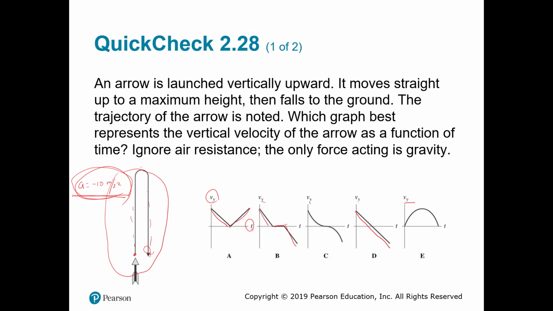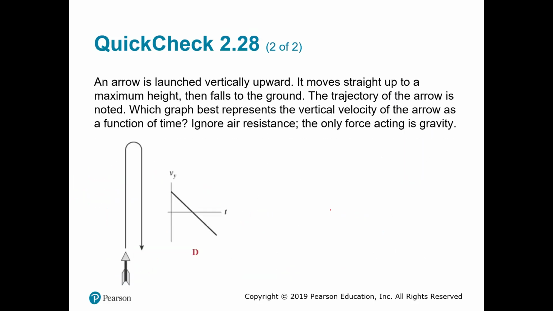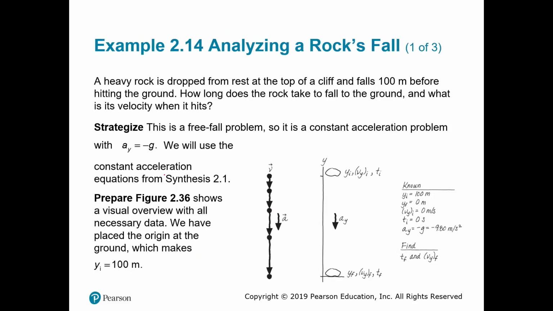So conceptually, this question is the same question, and the same thing. So it moves straight up to the maximum height, then falls to the ground, the same situation, right? Sorry about that, that's a solution. And then a heavy rock is dropped from rest at the top of a cliff and falls 100 meters before hitting the ground. How long does the rock take to fall to the ground, and what is the velocity when it hits? So now this question is exactly the same as the previous section, except what?